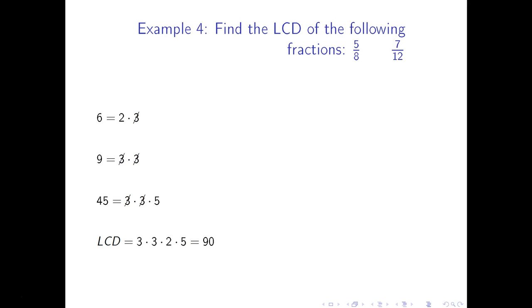All right, please continue the video as we go through examples as to how to add and subtract fractions, and we'll be using these common denominators.